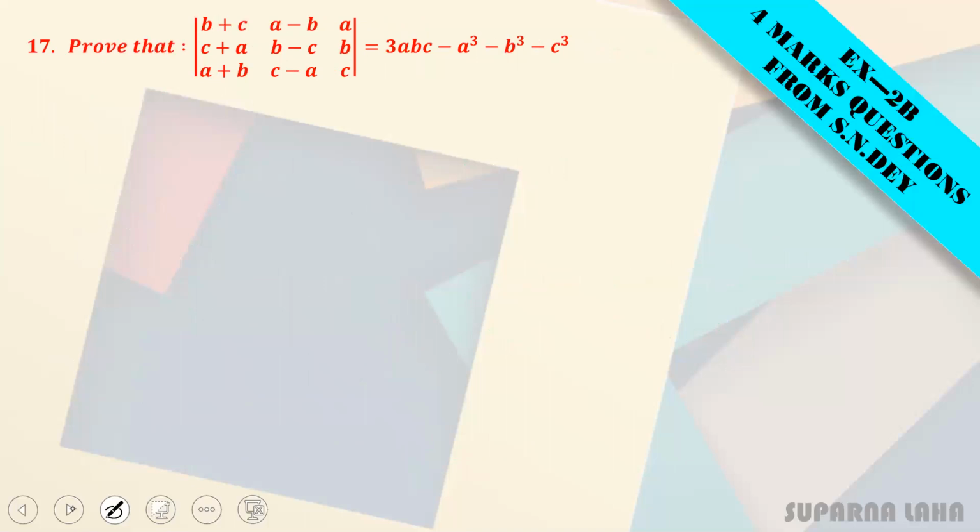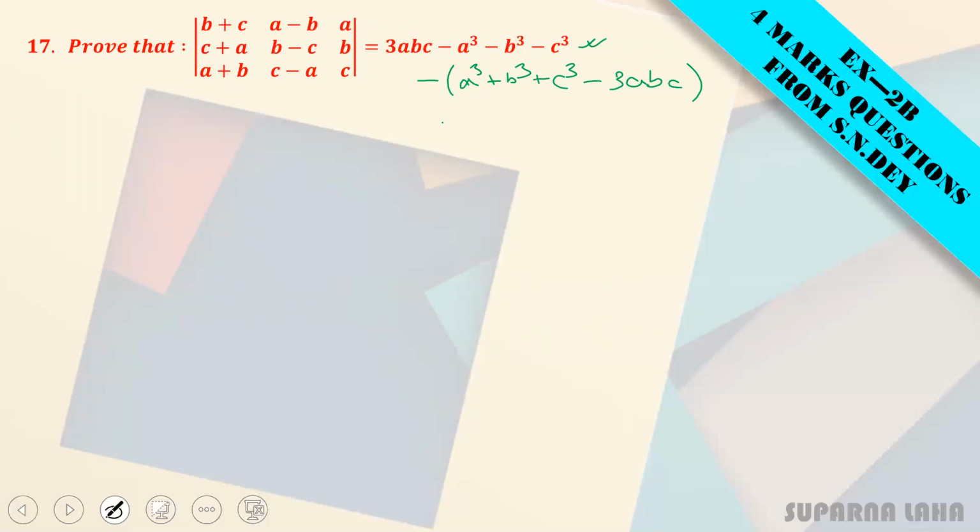Question number 17. B plus C, A minus B, and then A. C plus A, B minus C, B. A plus B, C minus A, C. And this value is given by 3ABC, A cube minus B cube minus C cube. Now, if you remember that there is a formula of A cube plus B cube plus C cube minus 3ABC. Just take minus common from this one. We will find this value.